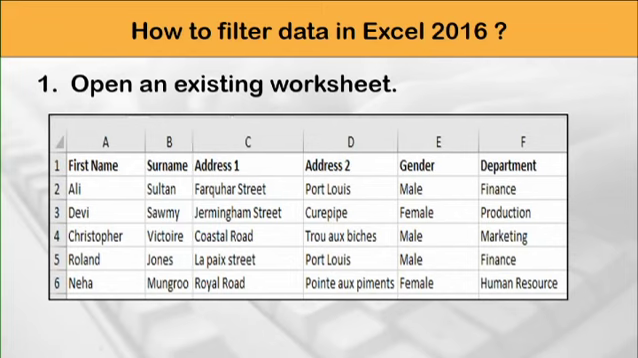First, open an existing worksheet from which data will be filtered. As you can see, there are 6 columns of data with specific headings, like first name, surname, address 1, address 2, gender, and department. As mentioned earlier, we're going to find those employees who live only in Port Louis. Therefore, we are concerned with the address 2 column showing different regions.